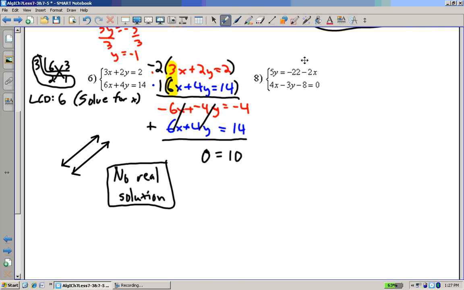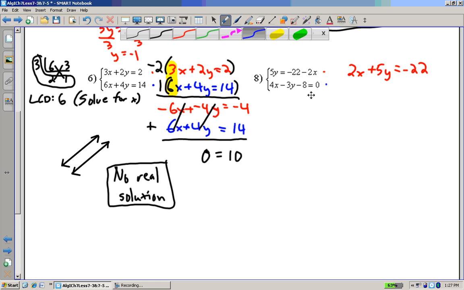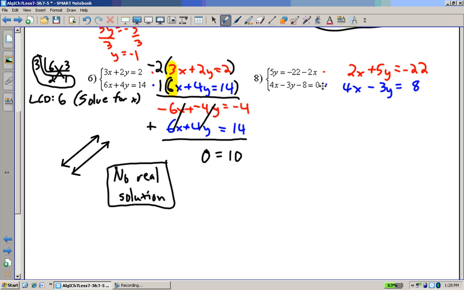Okay, and one last one. And you notice the only difference here is that it's not in standard form. So we'll need to put it in standard form and then proceed as normal. Let's go ahead and pause the video, try it on your own. All right, let's see how you did. I'm going to add 2x to both sides. Here I'm simply going to add 8 to both sides. And now I can proceed as normal.